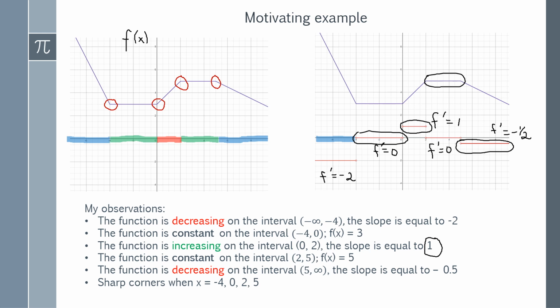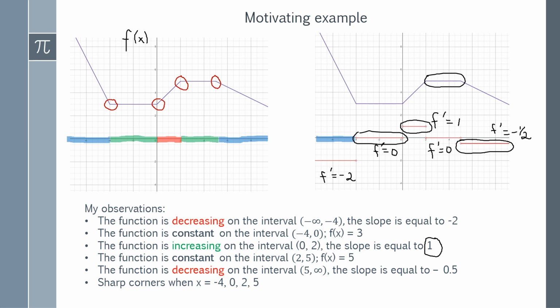Now you can see the graphical connection between the graph of the derivative and the graph of the function. Everywhere the function is decreasing, we have the derivative being negative. If the function is constant on an interval, that's where the derivative is 0. And if the function is increasing, that is where the derivative is positive.